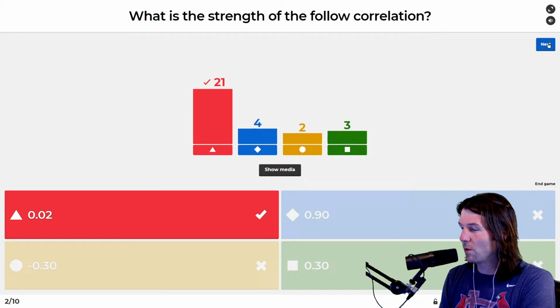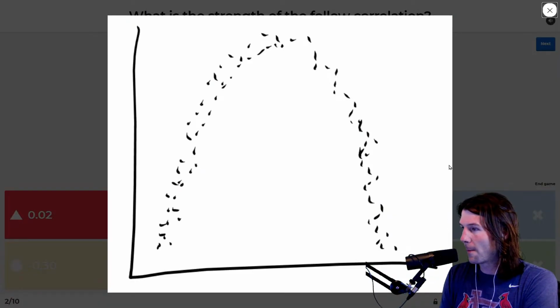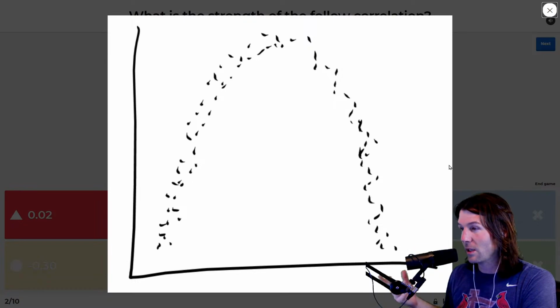What did you look for immediately when you were looking at answers? You looked for a what? What did you look for immediately when I said, what is the strength of this correlation? You immediately thought, I need to look for a 0. Like you thought I should find something close to 0. It doesn't matter if it's negative or positive, really. It's going to be very close to 0.